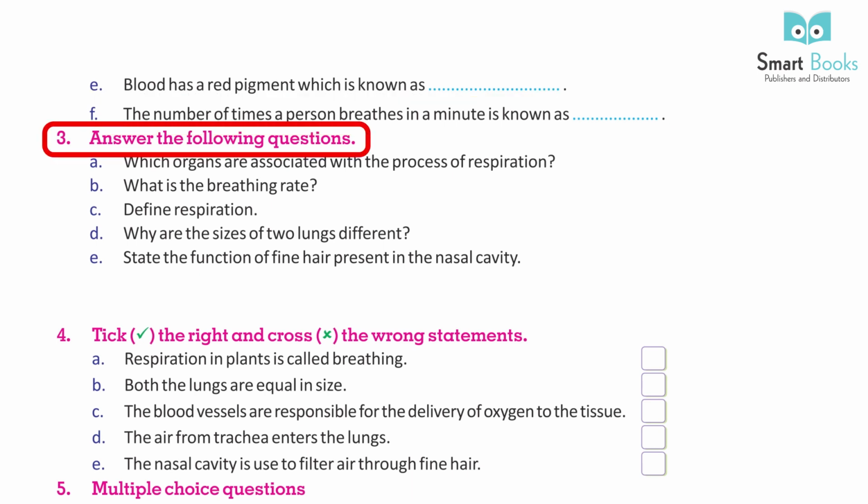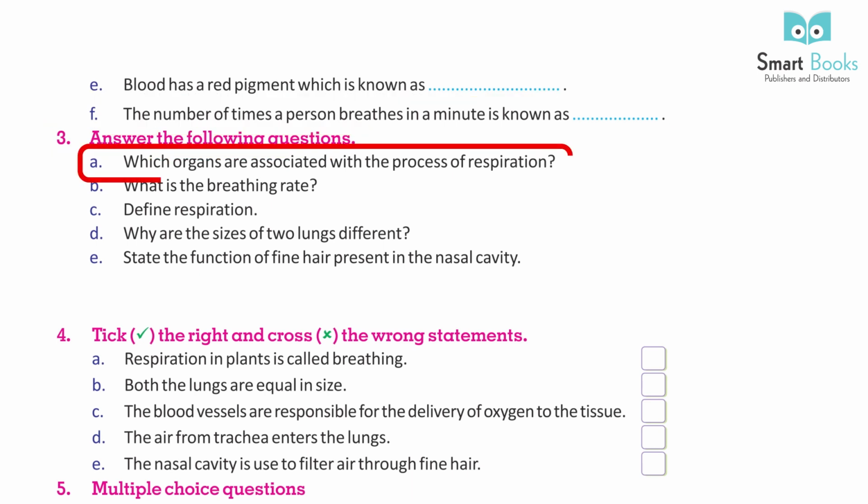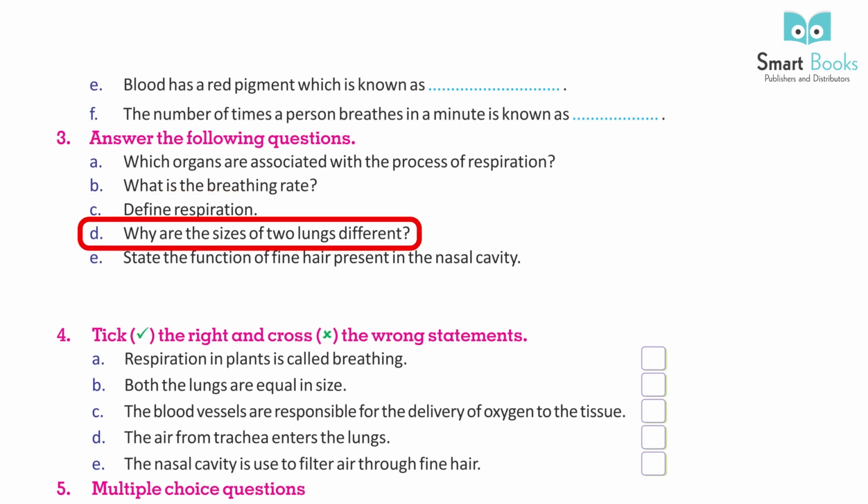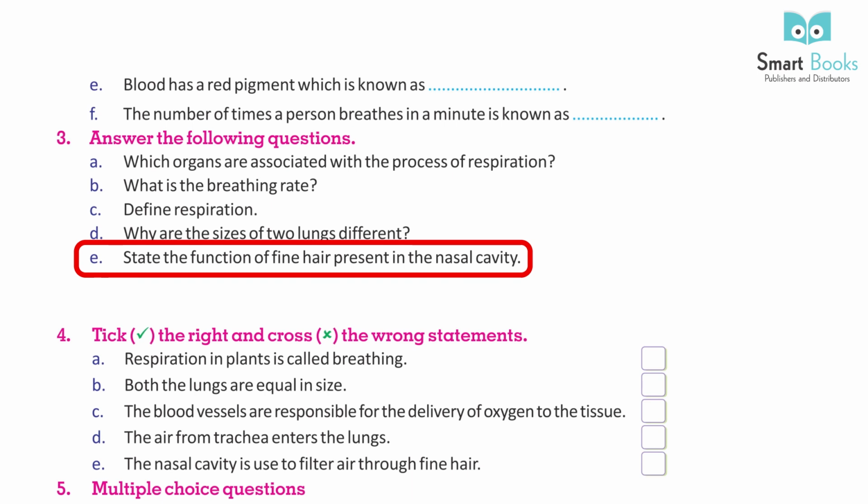3. Answer the following questions. A. Which organs are associated with the process of respiration? B. What is the breathing rate? C. Define respiration. D. Why are the sizes of two lungs different? E. State the function of fine hair present in the nasal cavity.